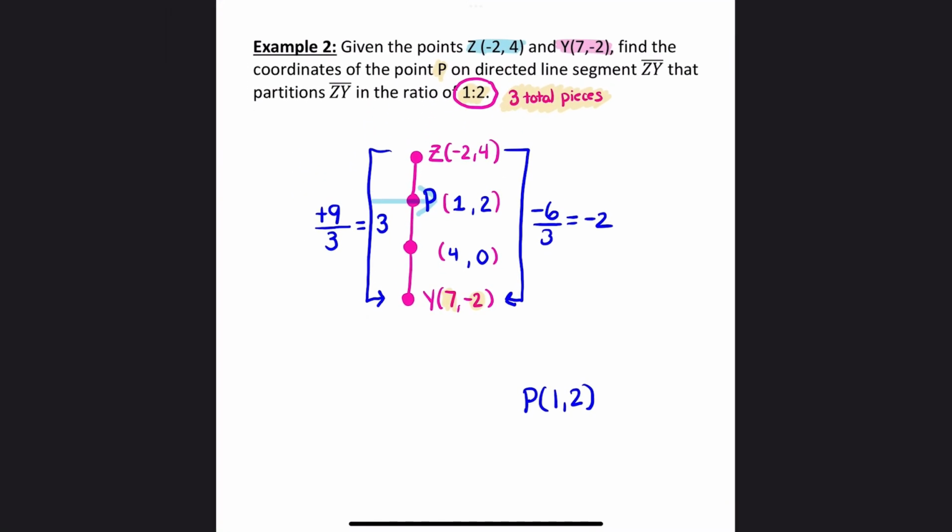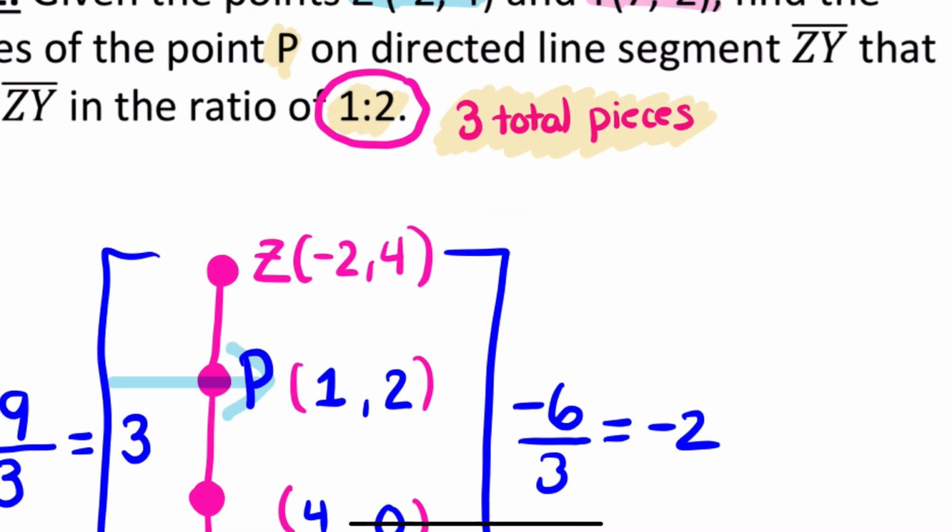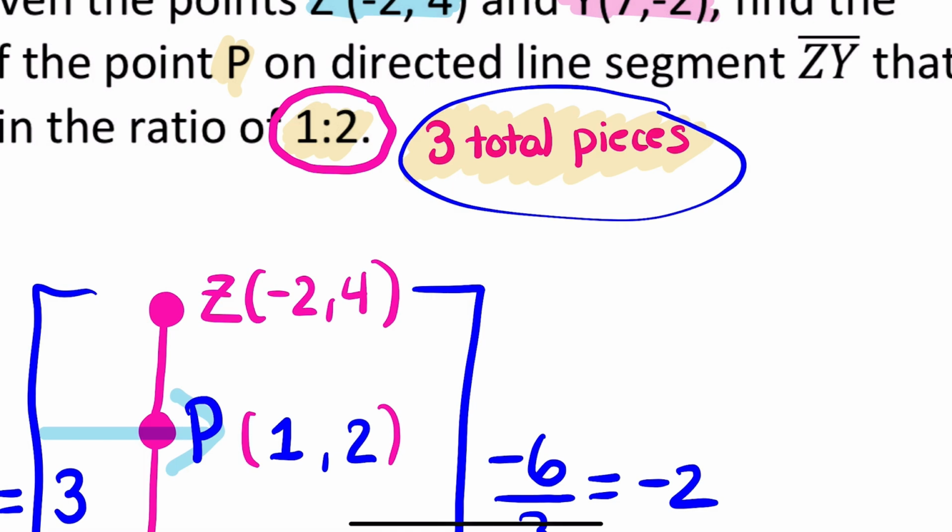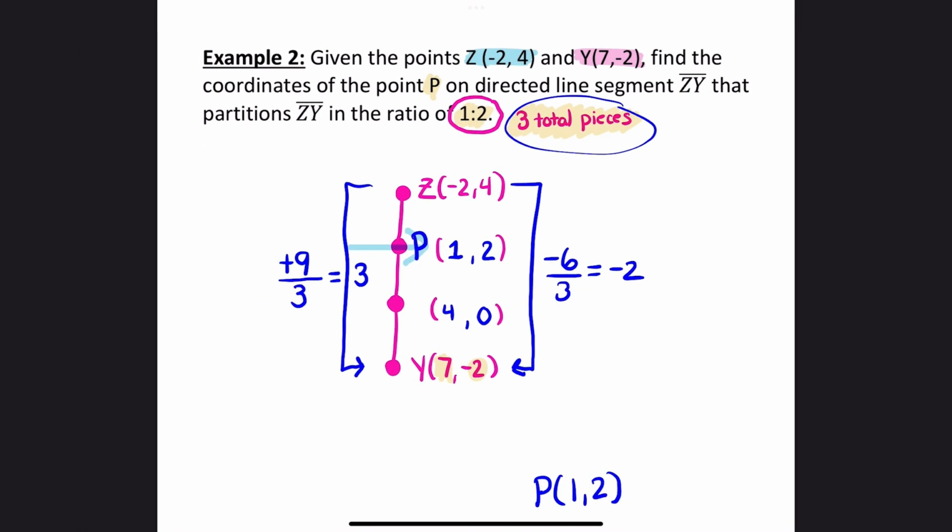So this is how to find a point that partitions a line segment into a given ratio. It's basically the same thing as doing the midpoint. The only difference is you need to first figure out what you're dividing by, because it's not going to be 2 every time anymore. It divides by the total number of pieces. And you also need to decide which piece, which point, splits it into the appropriate ratio.